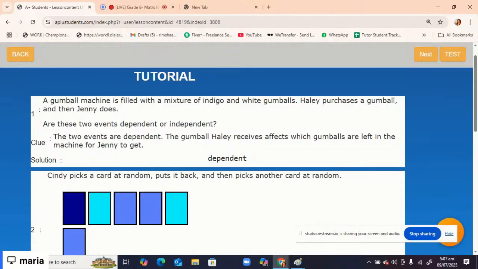Let's suppose a gumball machine is filled with a mixture of indigo and white gumballs.